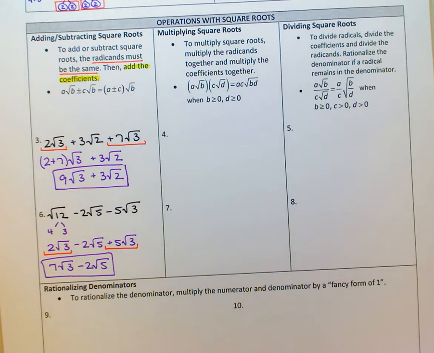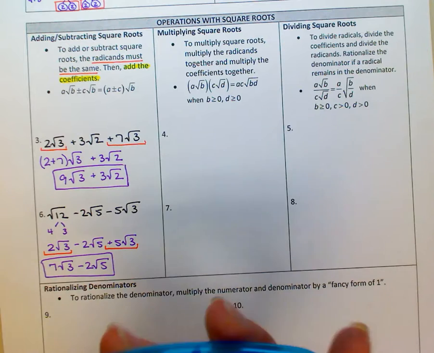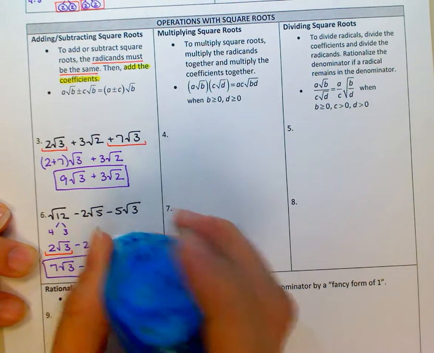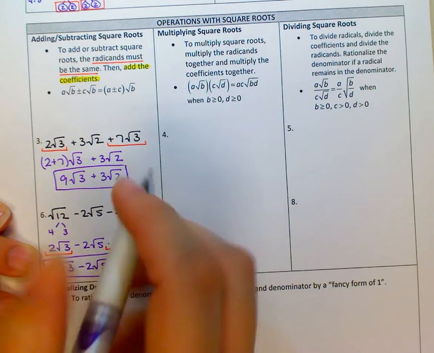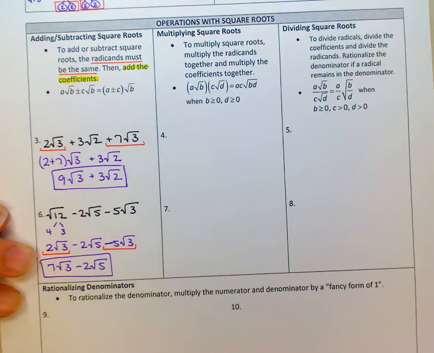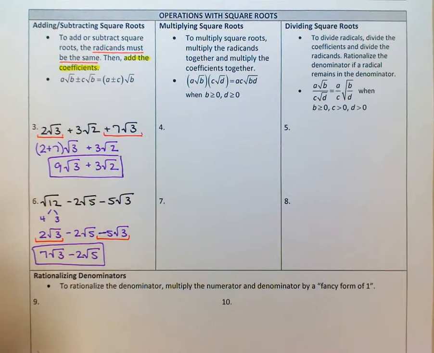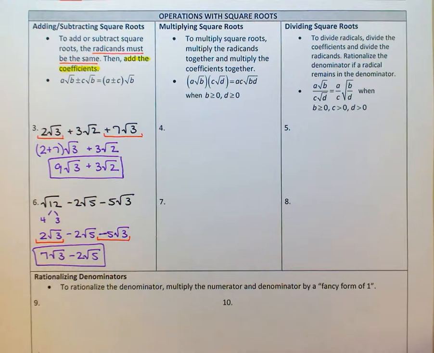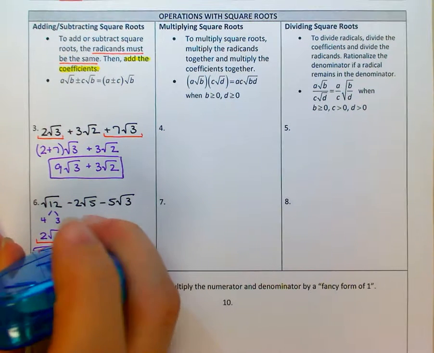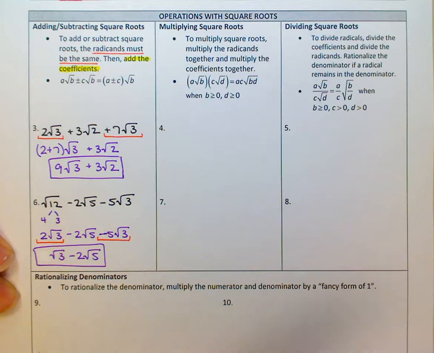Oops, I made a mistake. I hope you caught me. I'm so sorry. This should not be plus. This should be minus. Oh no. Okay, so that's a good lesson right there. Double check your signs because that is the most common mistake. So this is going to change your answer from 7 square root of 3. So 2 minus 5 should be, I believe, negative 3.